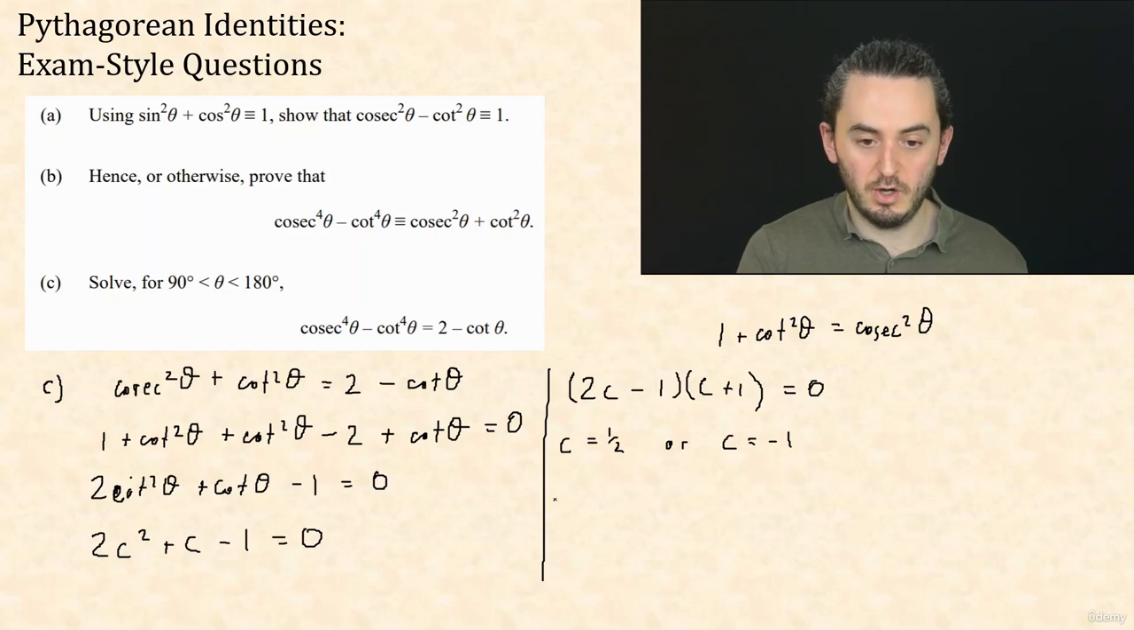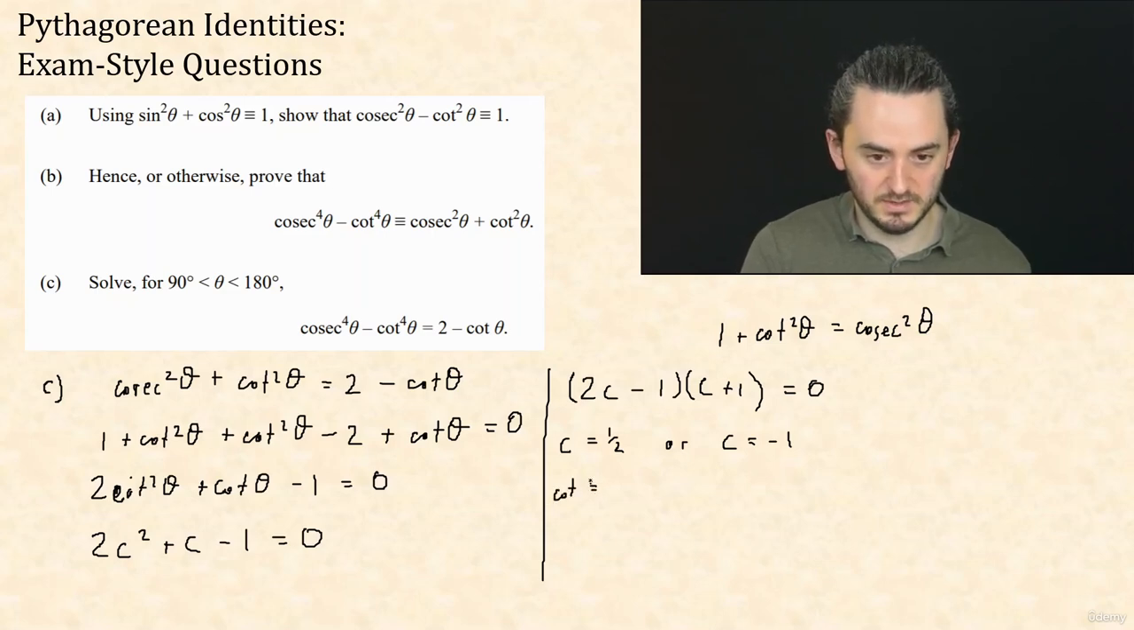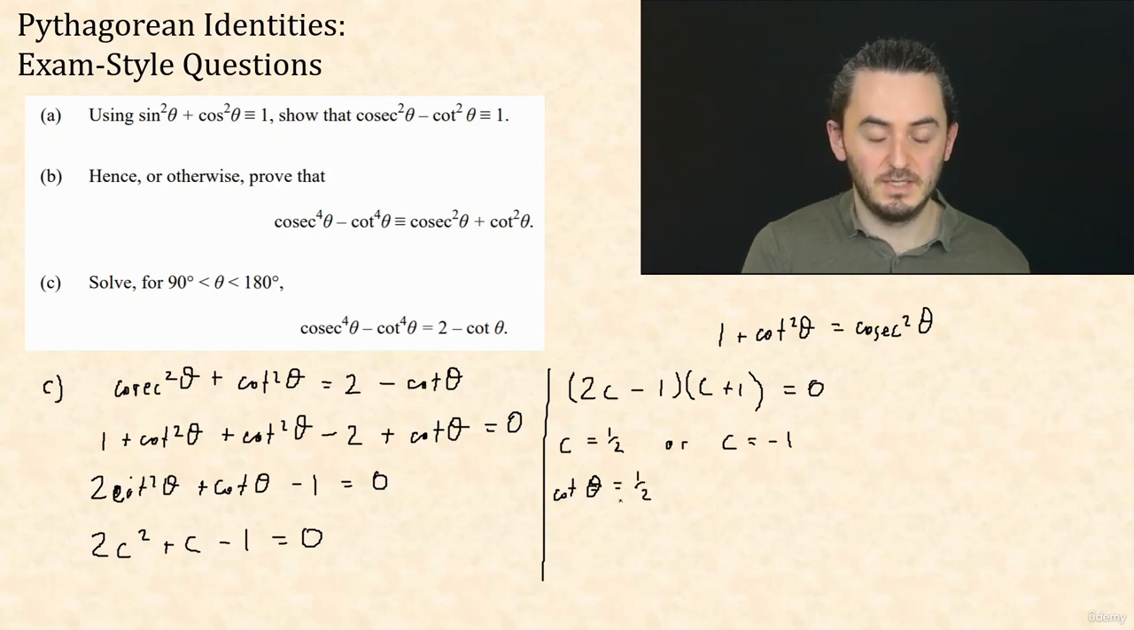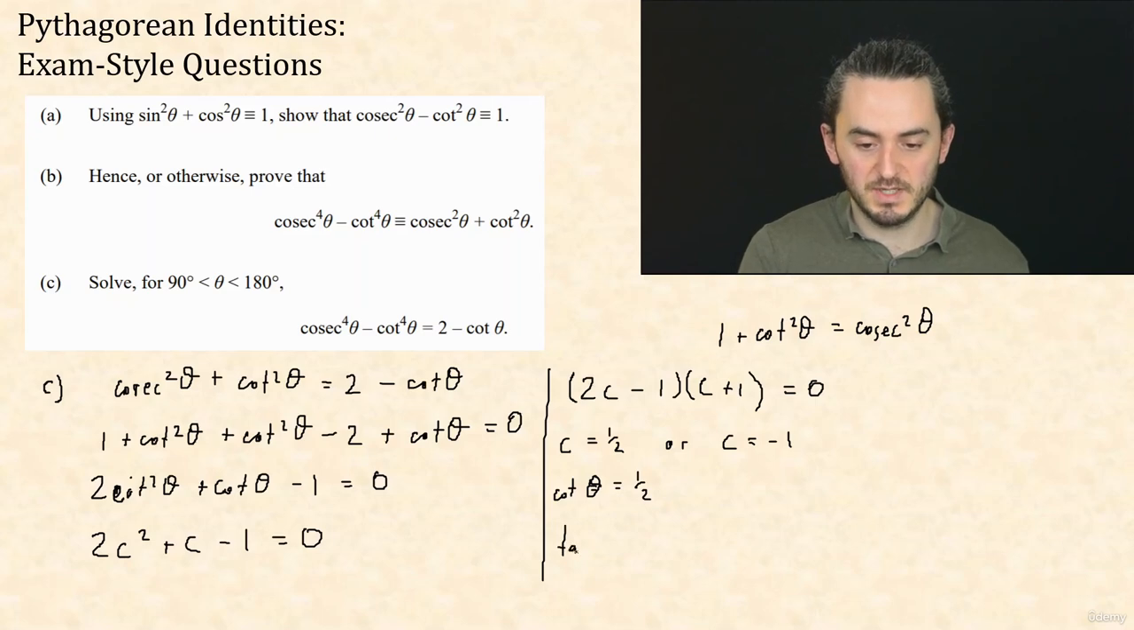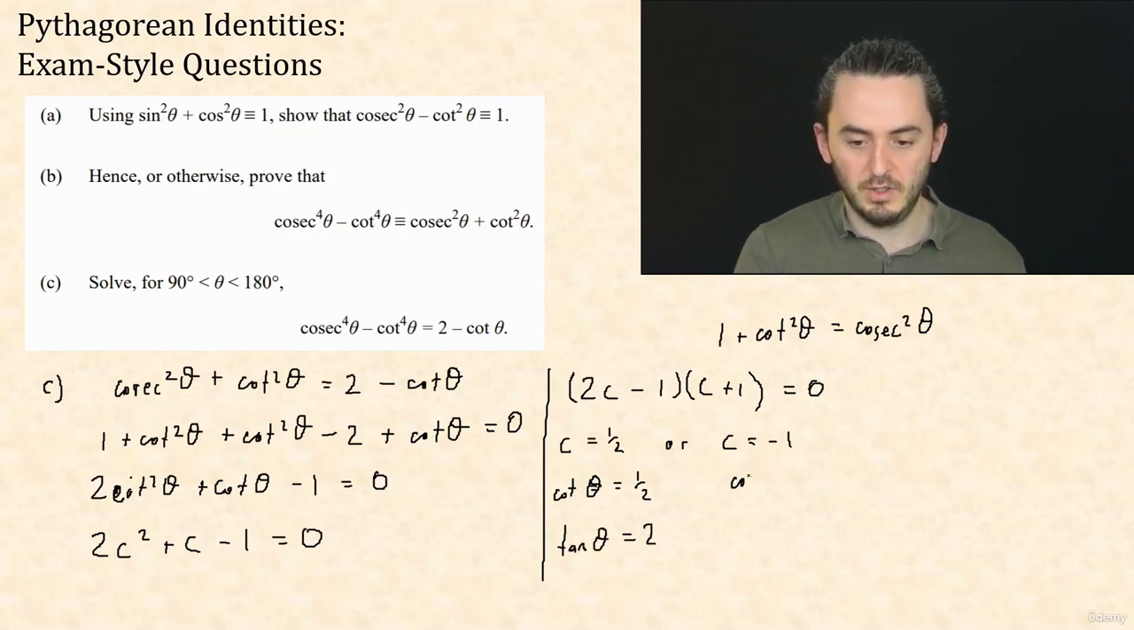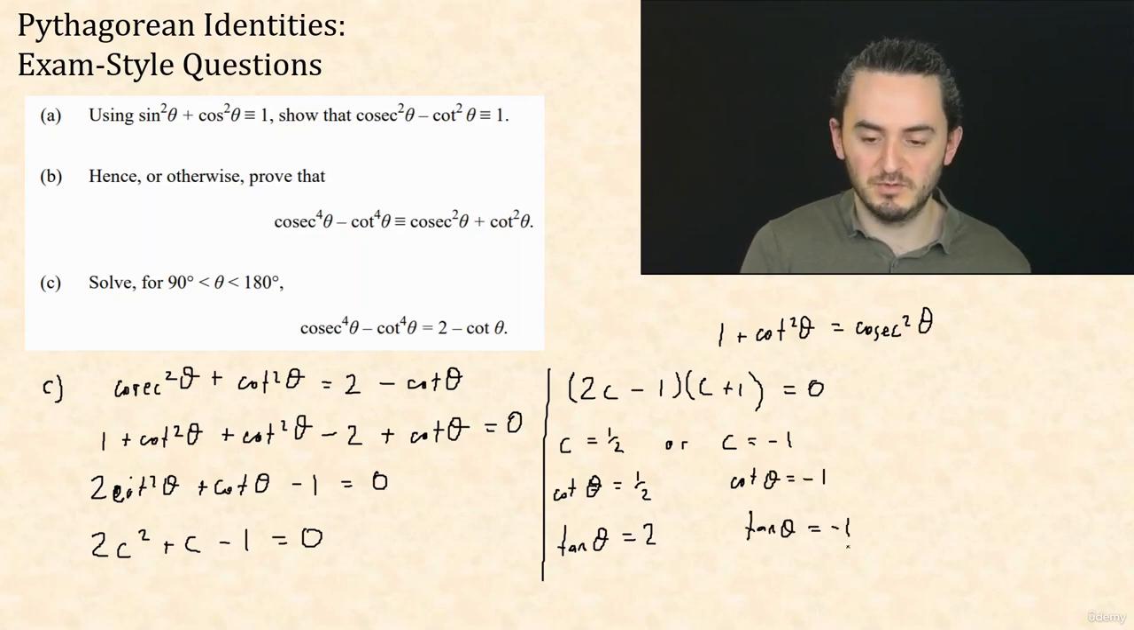Well, remember it's cot, isn't it? So if cot theta equals a half, it means that, as you don't have a cot button on your calculator but you do have tan, the reciprocal tan theta equals 2. And if cot theta equals minus 1, then the reciprocal tan theta is 1 over minus 1, which is minus 1.